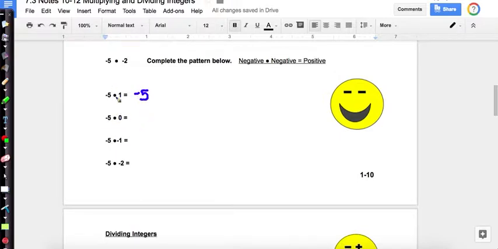Okay, negative 5 times 0. Remember, anything times 0 always equals 0, and that's called the multiplicative property of 0. And so look at the pattern here. Okay, since we're multiplying by 5s here, we're counting by 5. So we have negative 5, 0. What do you think the next one will be? That's right, 5. And the next one would be 10. So that means that when I multiply 2 negatives, it makes a positive.